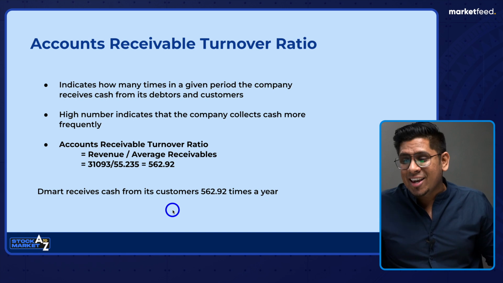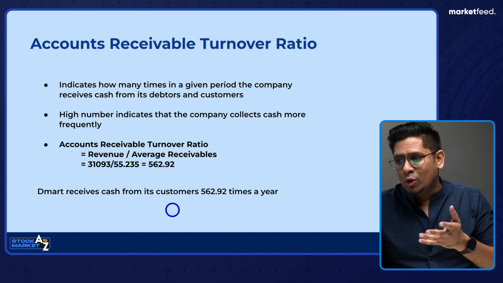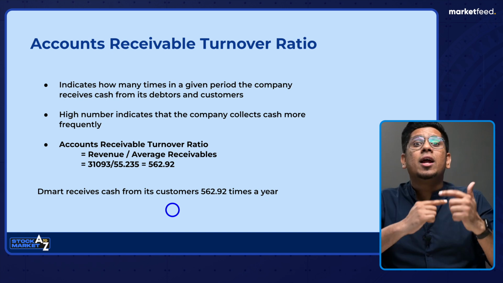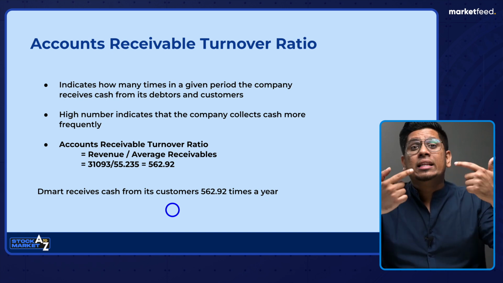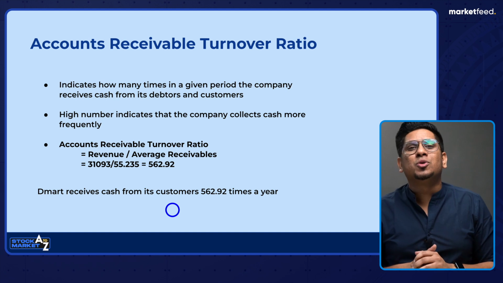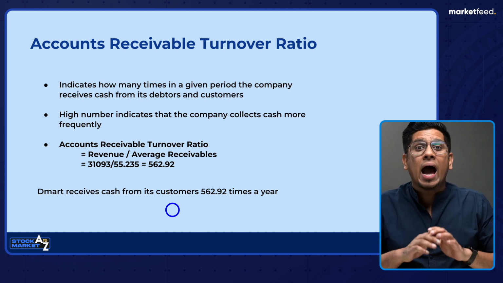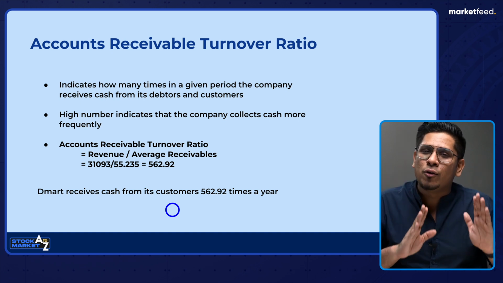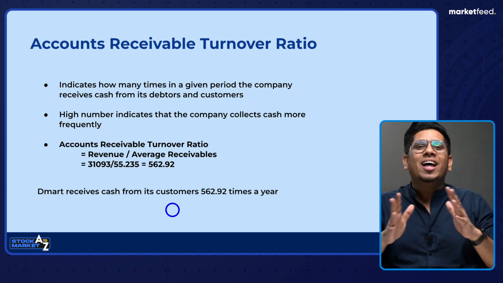This is a very high accounts receivable turnover ratio, mostly because of the nature of the business of Dmart. But this is good. This says that the number is high, and the frequency in which the cash is actually coming into the company is really high, and the amount of receivables on its balance sheet is kind of less. Amazing, right? So yeah, this is it.